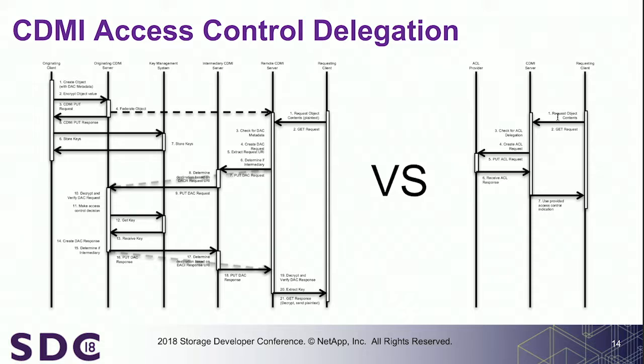Just delegating access control doesn't have to be that complex. You request the access. There's some means to indicate ACL delegation, access control delegation. There's some sort of a provider that makes access control decisions. It comes back and says yes or no. And if yes, the operation succeeds. So much simpler integration. And that's what I'm going to demonstrate in a few minutes.